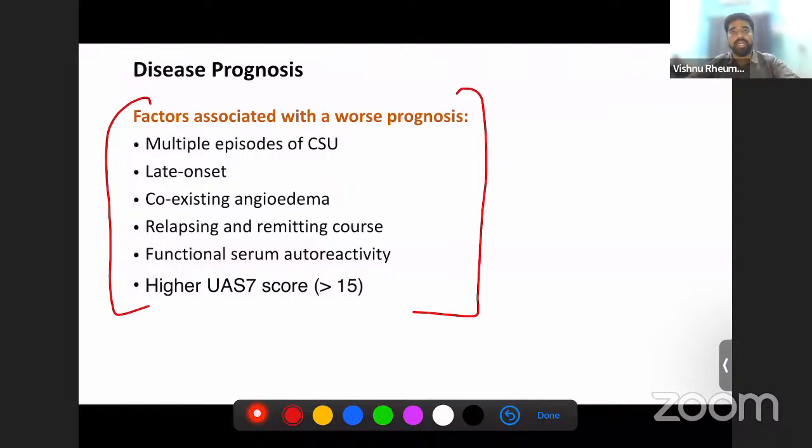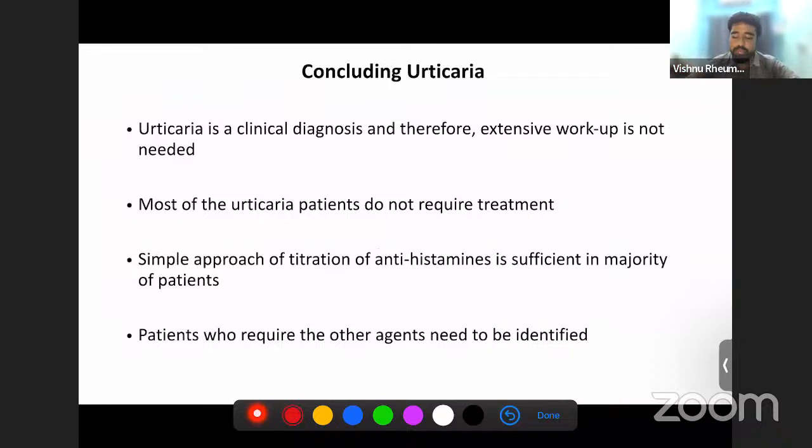This is not something that is usually used as a prognostic marker, but in your exam, if you're writing a long answer, definitely write these prognostic markers. That is late onset, multiple episodes, associated angioedema, relapsing remitting. All of these are basically showing that it is not responding to your second generation antihistaminics, and also age will be more. So these are basically associations with poor prognosis.